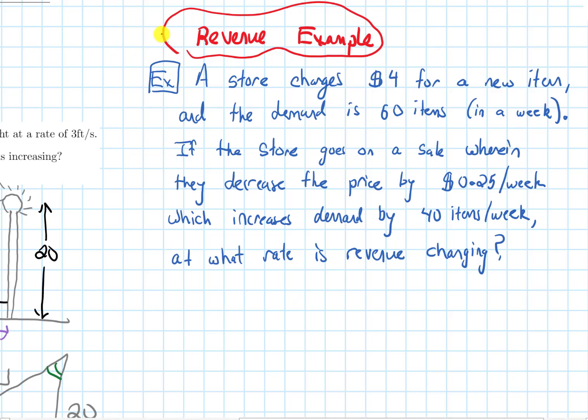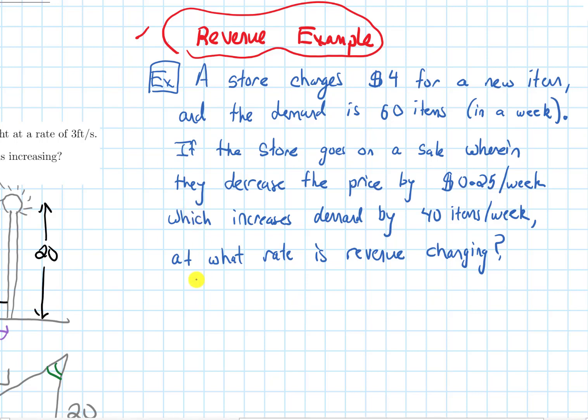In this discussion video, we will do a revenue example. It says that a store charges $4 for a new item, and the demand is 60 items in a week. So that means there are 60 items that are going to be sold in a week at that price. If the store goes on a sale wherein they decrease the price by 25 cents, or a quarter of a dollar, which increases the demand by 40 items per week, at what rate is the revenue changing?